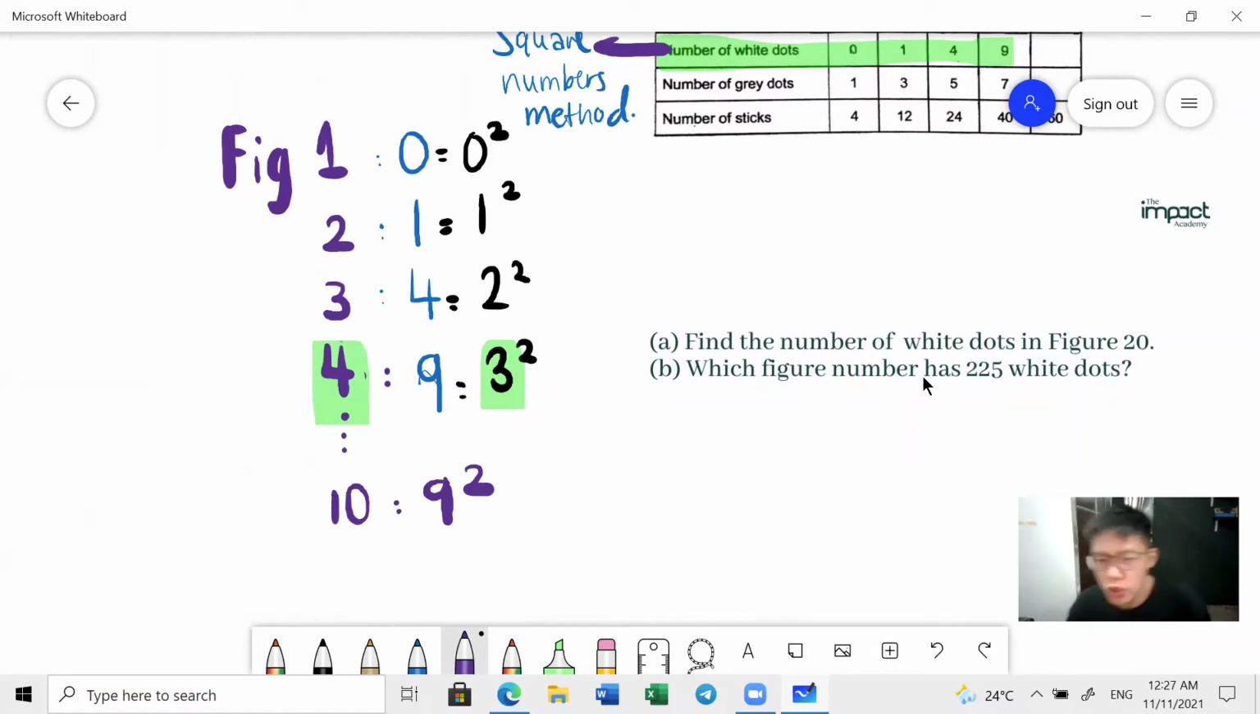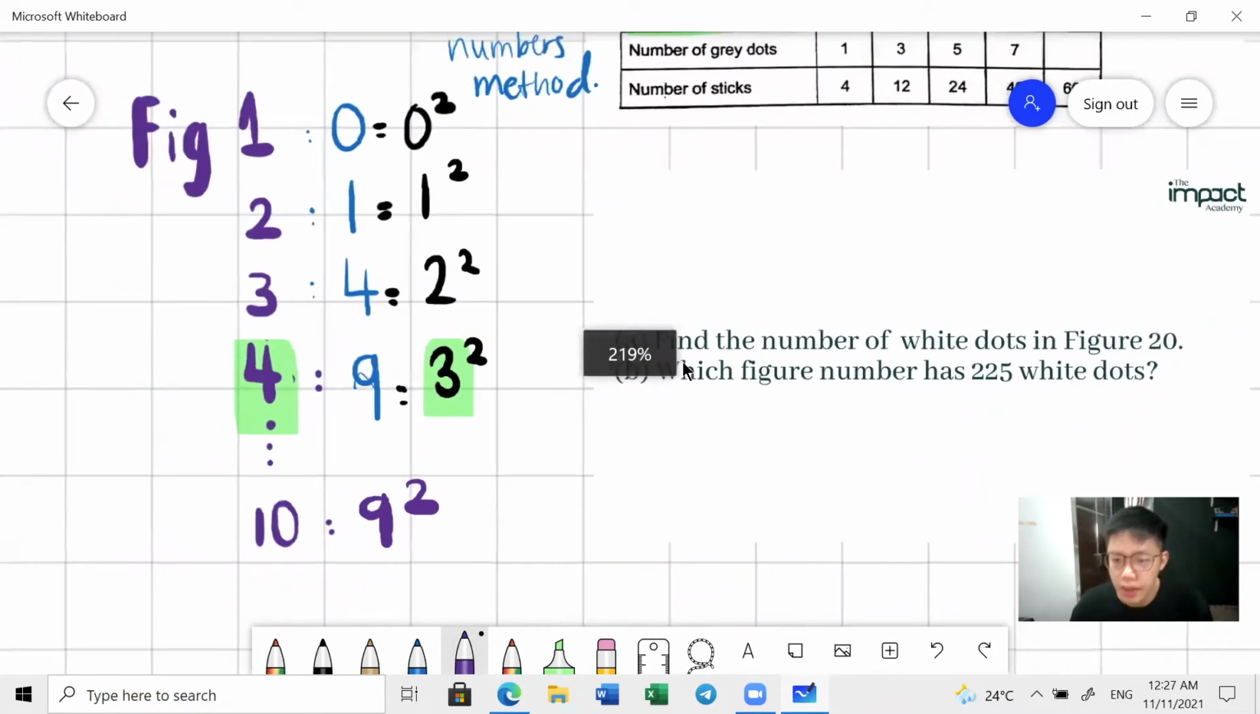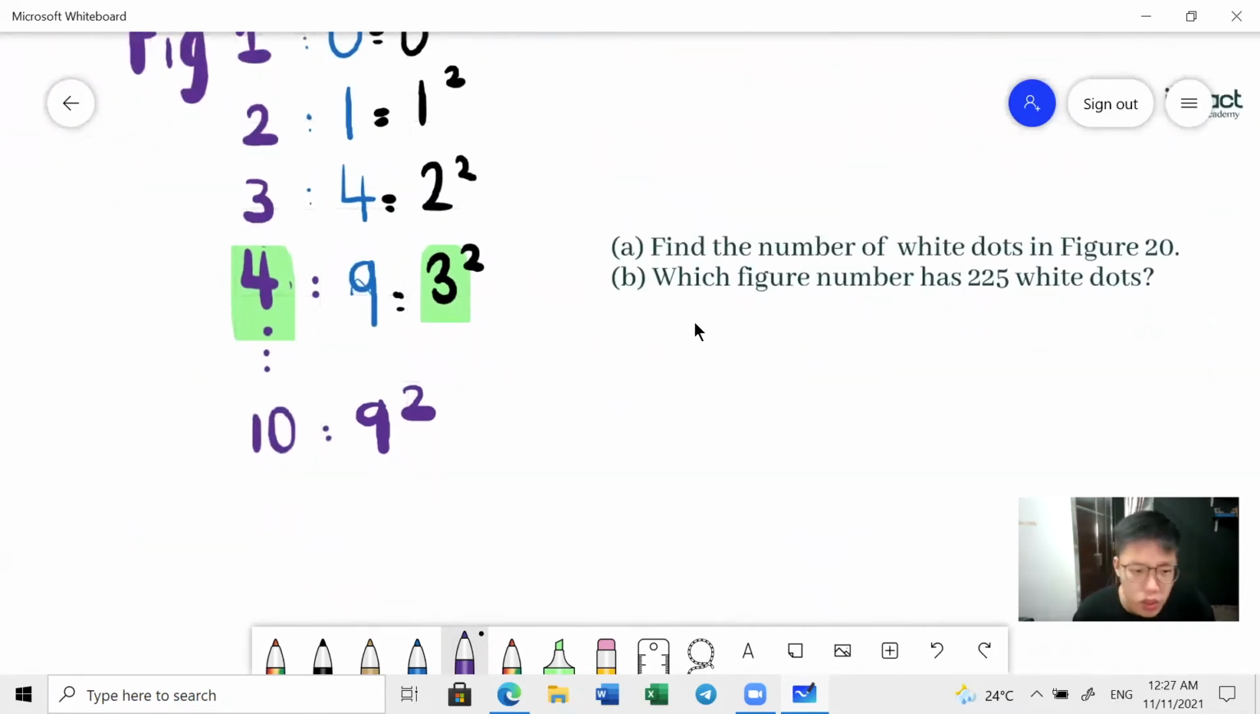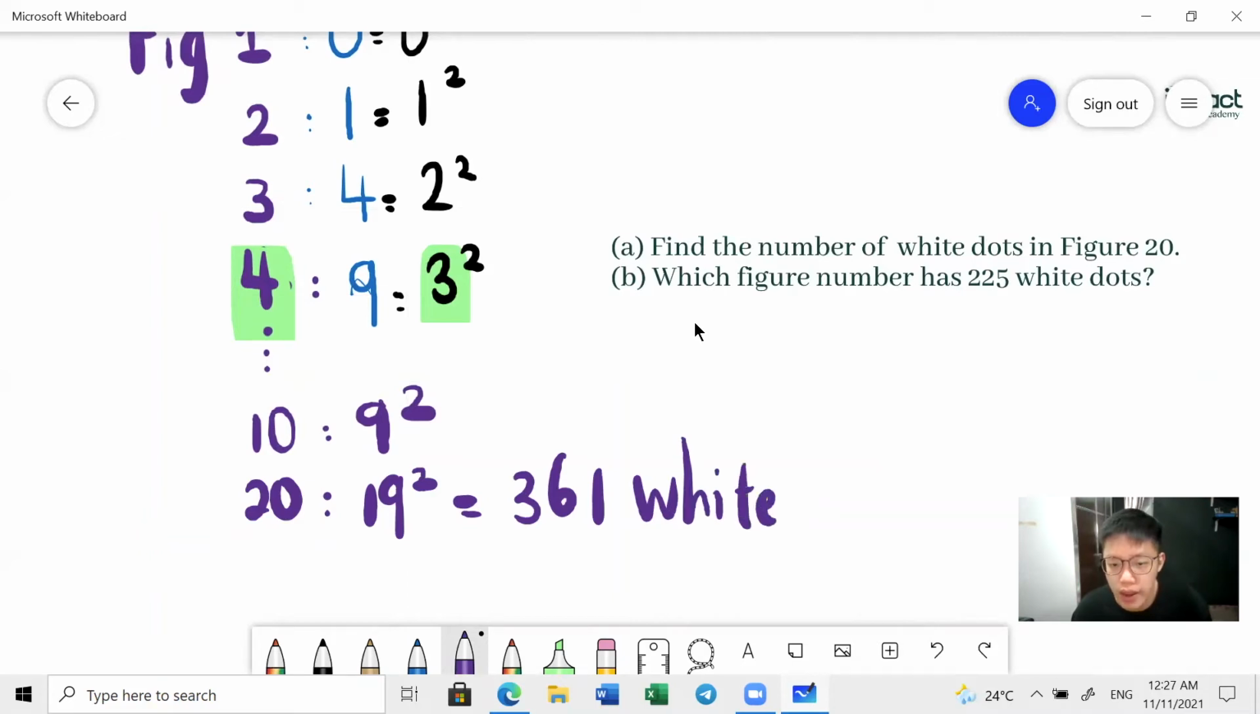Make sense? Now, in this question, they're asking us for the number of white dots in figure number 20. So for figure number 20, it's simply just 19 to the power of 2. All right, so you use your calculator because this is a section C question, which you will be allowed to. You can find that it's actually 361 white dots. Okay, so for A, it's pretty simple and pretty straightforward. I hope you understood what I'm trying to convey here.